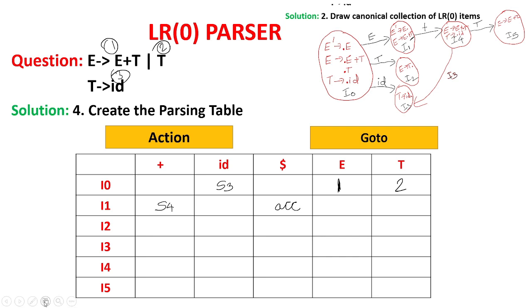Then we'll go to I2. Now I2 is not going anywhere. In the I2 state, there is only one production: E produces T dot. After the dot nothing is there, so it is fully exposed. Which production is it? This is the second production, E produces T. That production it is.